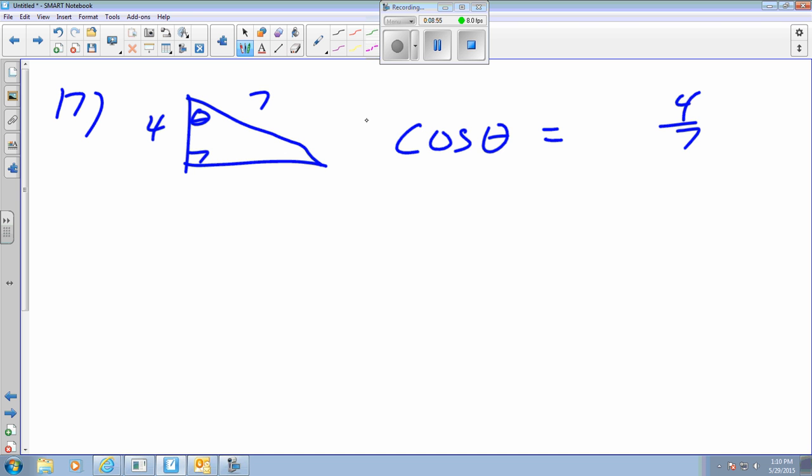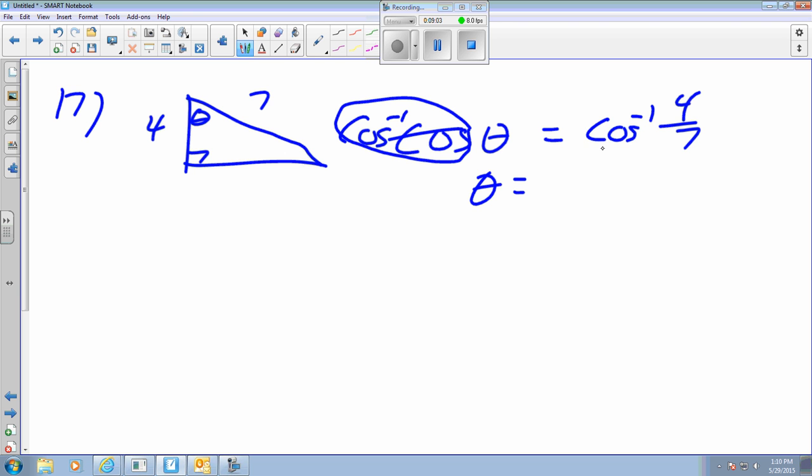If I'm solving for the angle, I need to use the inverse cosine. Cosine and inverse cosine go away, leaving me with theta equals the inverse cosine of 4/7, which gives me 55.2 degrees. Set this to the nearest degree. Let's go with 55 degrees. All right, let's stop there, and we will pick up in the next video.